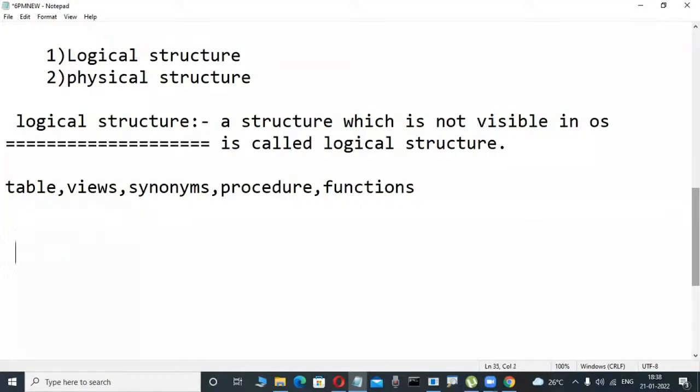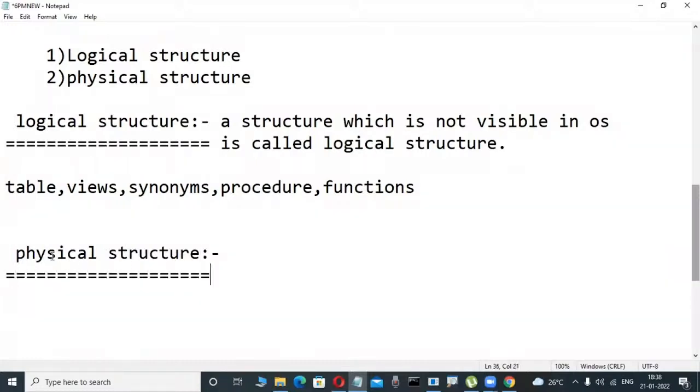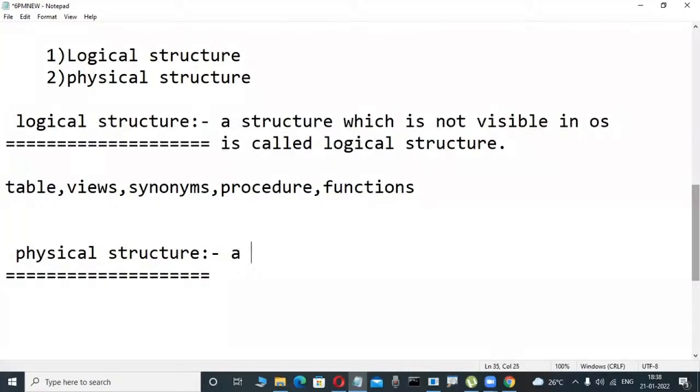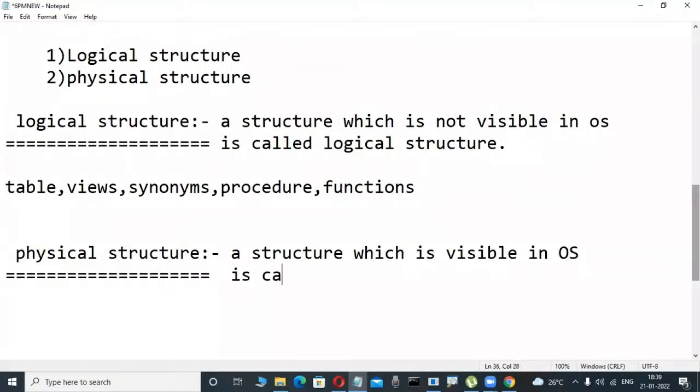Now observe it here. What is a physical structure? Don't write it. Now check it out. Just roughly observe it here. Physical structure is there. Just for an idea purpose only. What does physical structure mean? Now this is the opposite only. A structure which is visible in the operating system, which is visible in the OS, operating system, is called a physical structure.